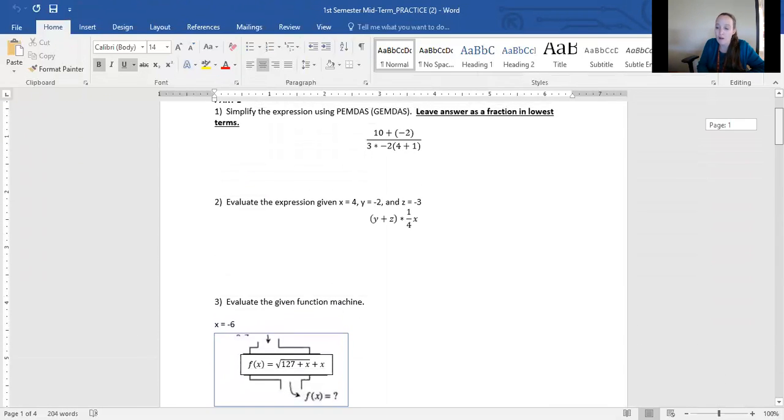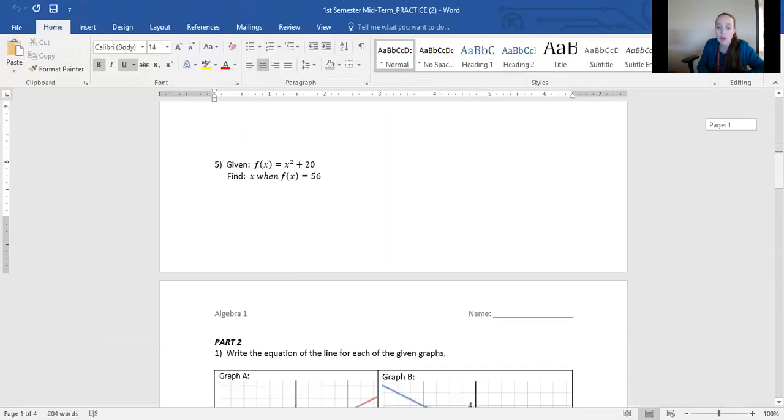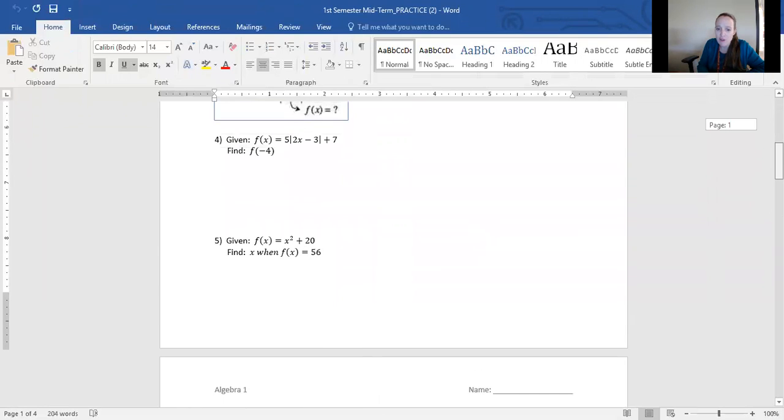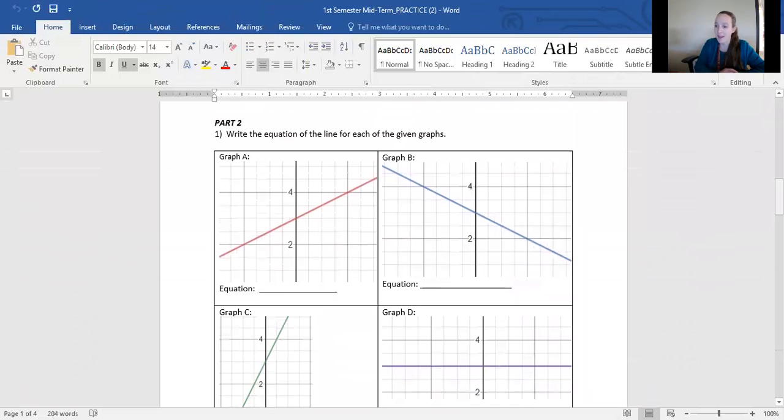Part 1 is all about evaluation of functions, and you can see that. We've got function machines, we've got function notation, and working backwards. Part 2: can you write the equation of a line? Let's just take a look at this first one.